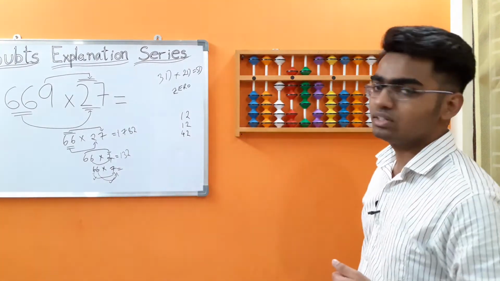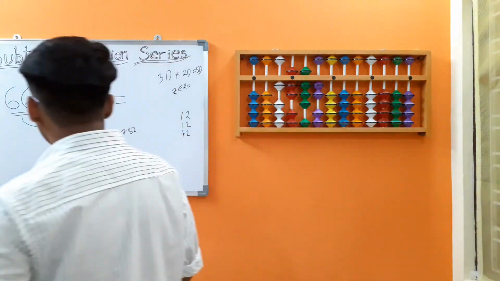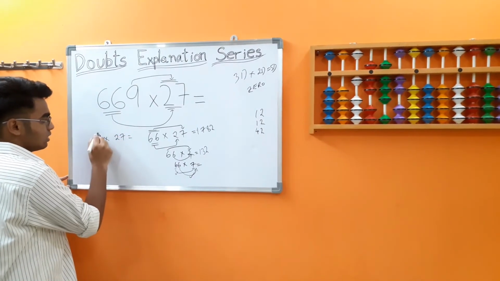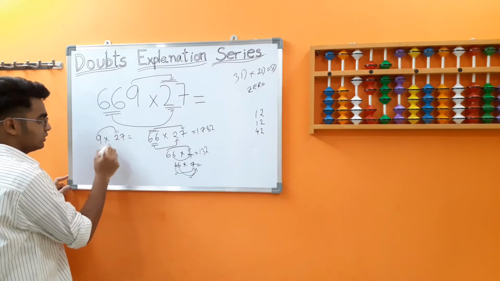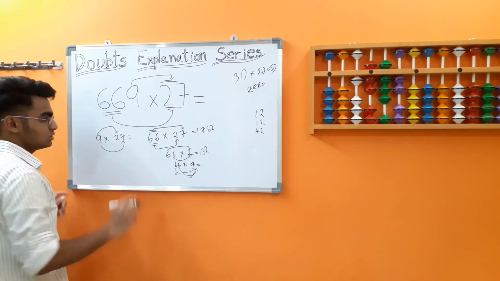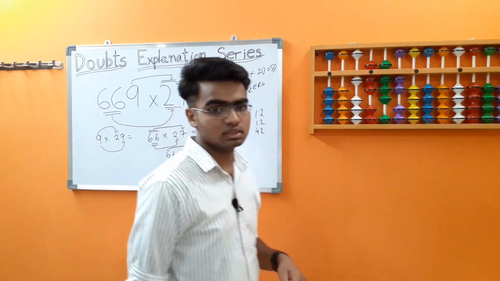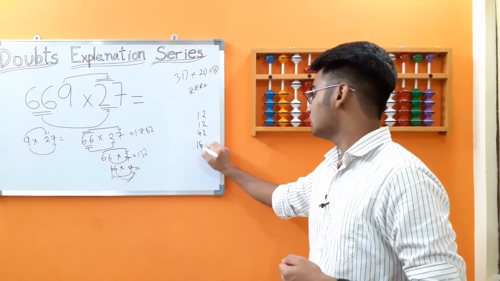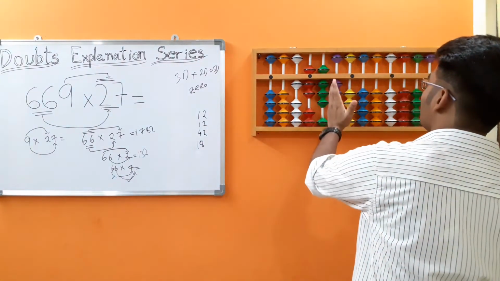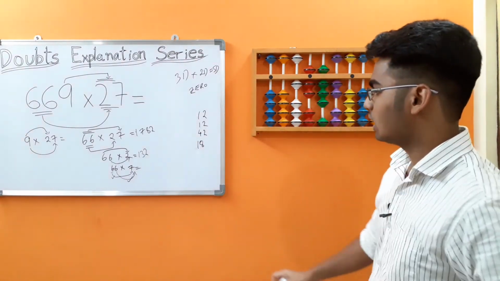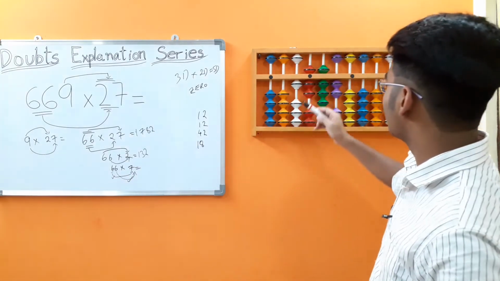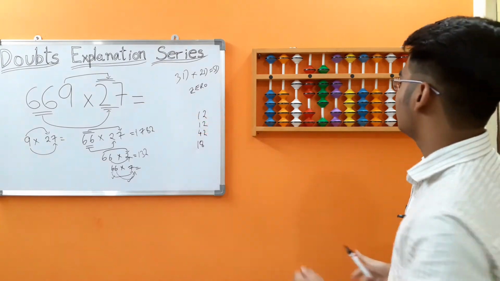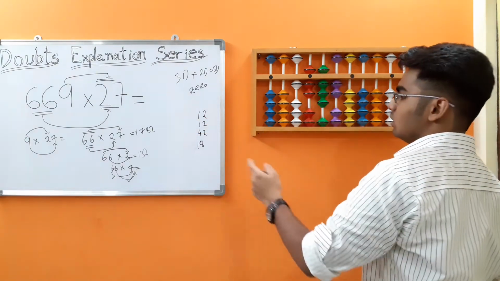Now we have 9 into 27 left. I'll write 9 into 27 here. As you know, 9 into 2 and 9 into 7. But where to place this? Again, we'll have to move one rod to the right side. 9 into 2 is 18. Last one, 66 into 7, we started from the 1000s rod. Now the next part, 9 into 27, will be started from the 100s rod.